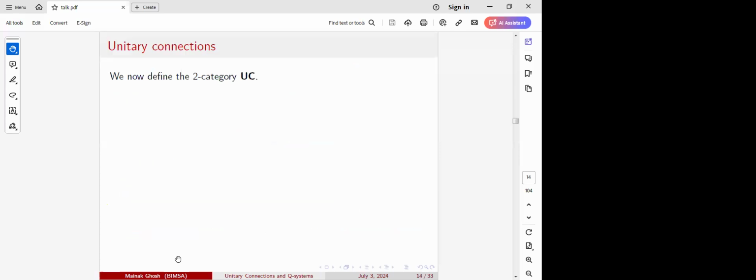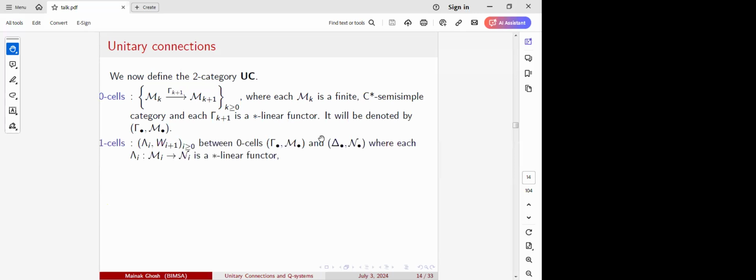Now to define this 2-category UC, you have to define its zero cells, one cells, and two cells. So we start with zero cells. The zero cells will consist of chains of finite semisimple categories, where each gamma k is a star linear functor. And we'll denote the zero cells by gamma dot, M dot. Okay, now we define one cells.